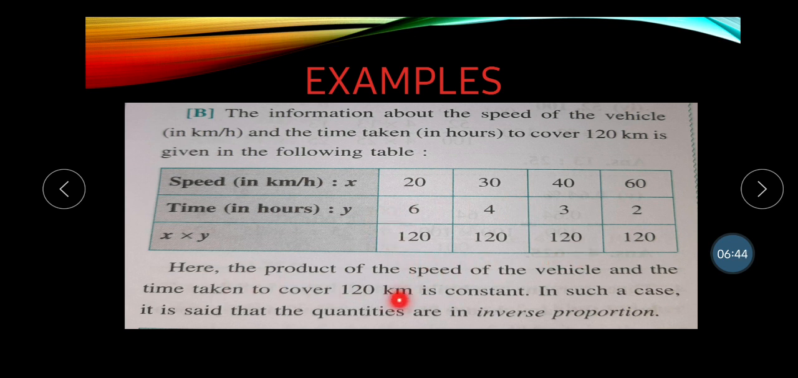Here the product of the speed of the vehicle and the time taken to cover 120 km is constant. In such a case, it is said that the quantities are in inverse proportion.